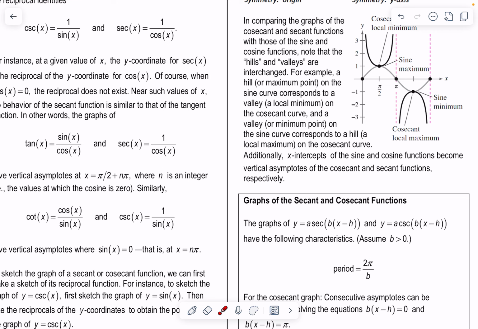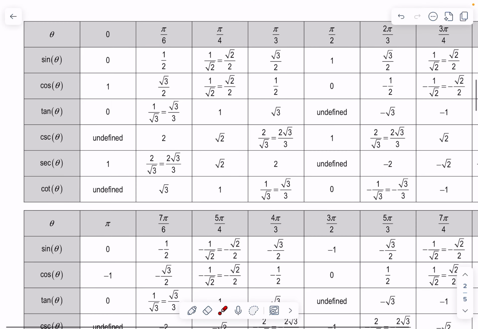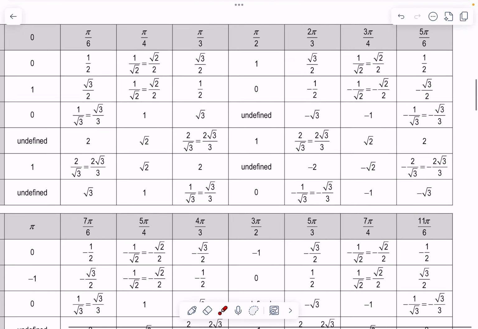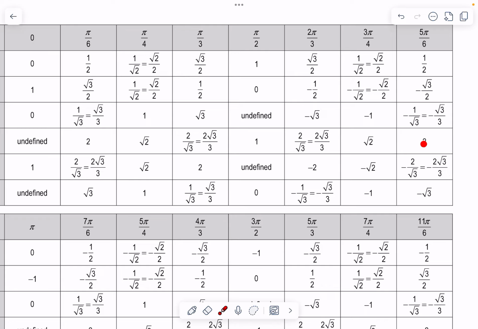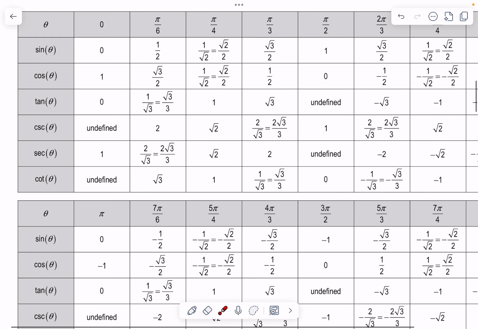I think the only ones that are different would be tangent and cotangent, which is pi over b. So let's take a look at the chart. For cosecant, we can use 0 always. We can use pi over 6, pi over 2, 5 pi over 6. And then, of course, the same thing for the second column.